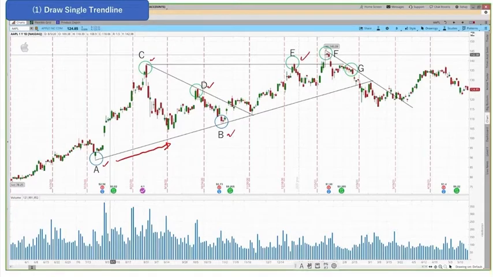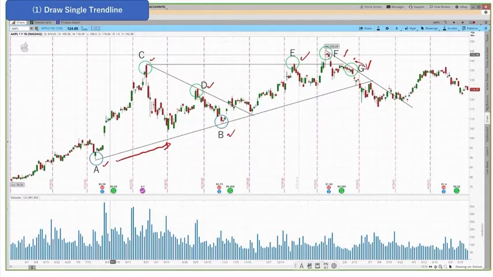C and E are two swing highs and also two resistance levels. And finally, we see another trend line, F and G. They are two swing highs and also resistance levels. We connect these two swing highs, and then we get a downtrend line like this.